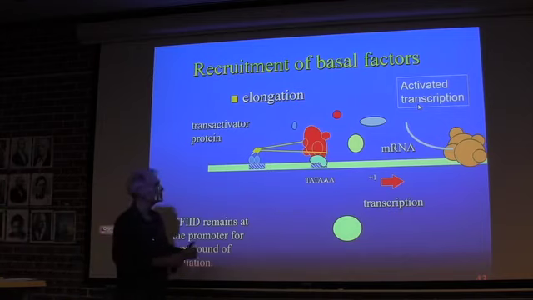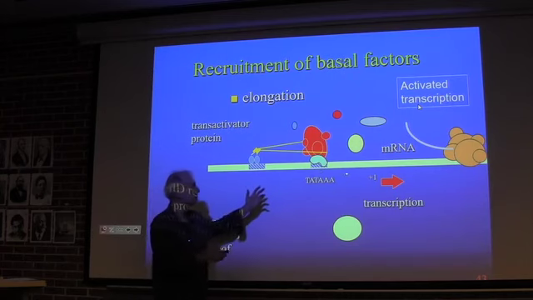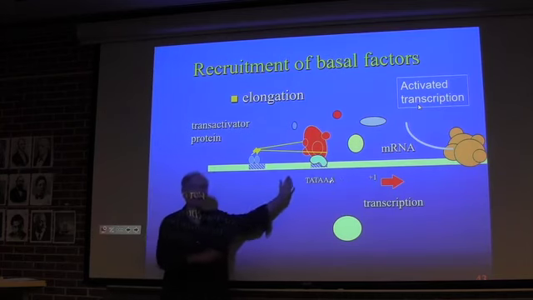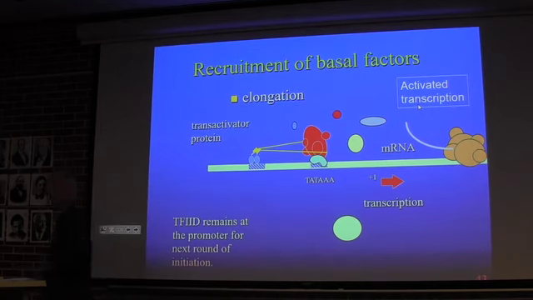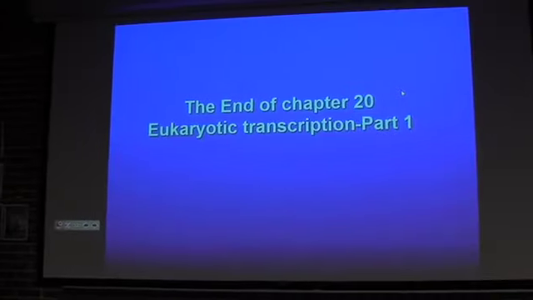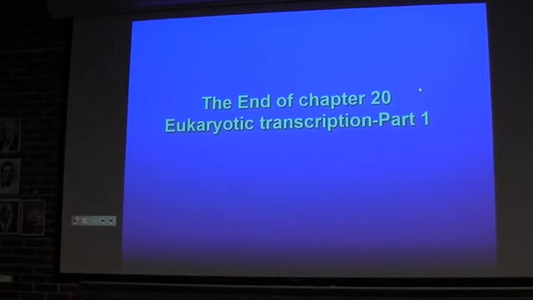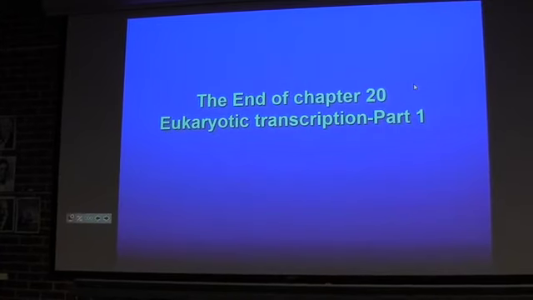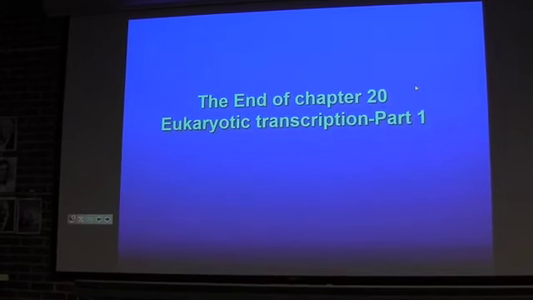Many, if not most, of the basal transcription factors remain at the promoter after the RNA polymerase has left. It took so long to get them all there, so why break up the band? Most of them stay, so the next round of initiation can go much more smoothly, or quickly. That's the end of that first part of transcription, the introduction to the big picture.